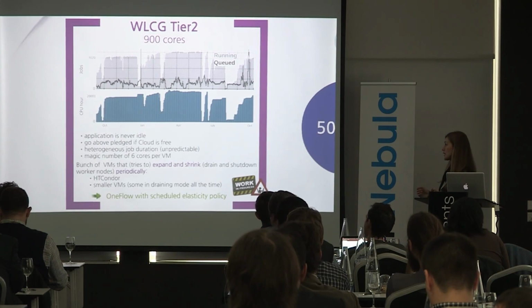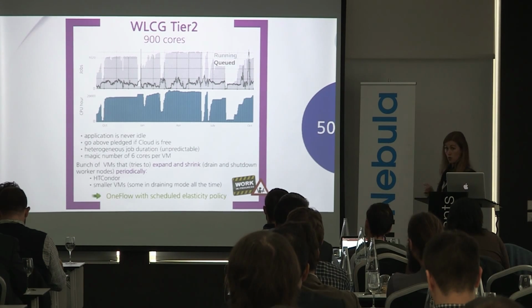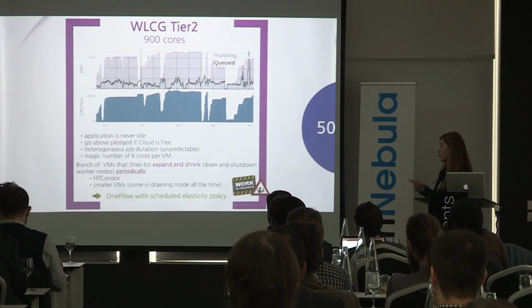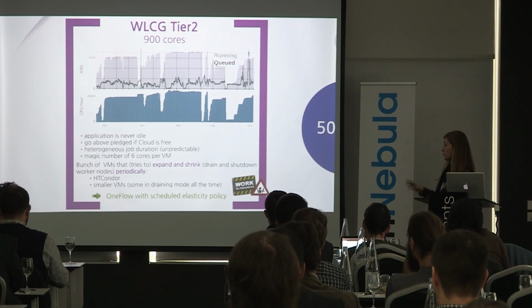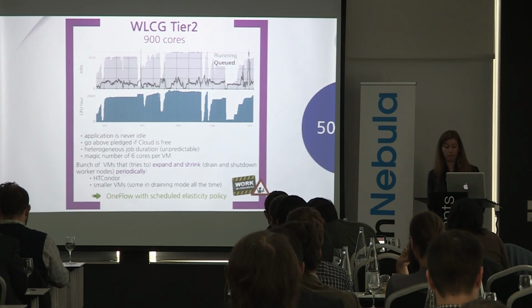So you basically have all the time a certain amount of virtual machines which are kept in draining, so they don't accept jobs anymore and just wait for the jobs to finish. That's why we want them to be smaller: you have fewer jobs running. And the big problem here is that we would like to use the Condor batch system, which is cloud aware, but of course there is some work to do to implement a CREAM compute element with Condor. But for this we would like to use OneFlow again.